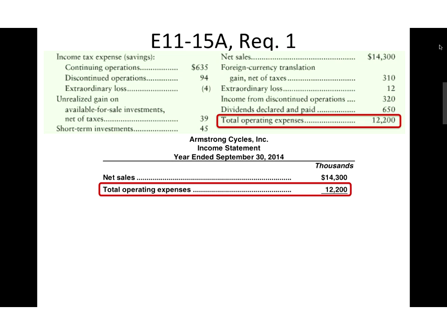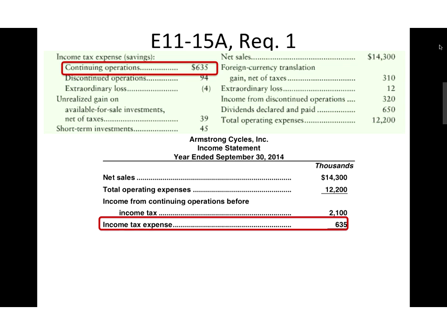Okay, next up we're going to subtract total operating expenses. Now, we'll take operating expenses, and notice that operating expenses do not have parentheses around them. Investors and users of financial statements expect expenses to be subtracted. So you have net sales, your expenses, and then your next total is going to be income from continuing operations before income tax of $2,100. So we take the net sales minus the operating expenses to get this income from continuing operations of $2,100.